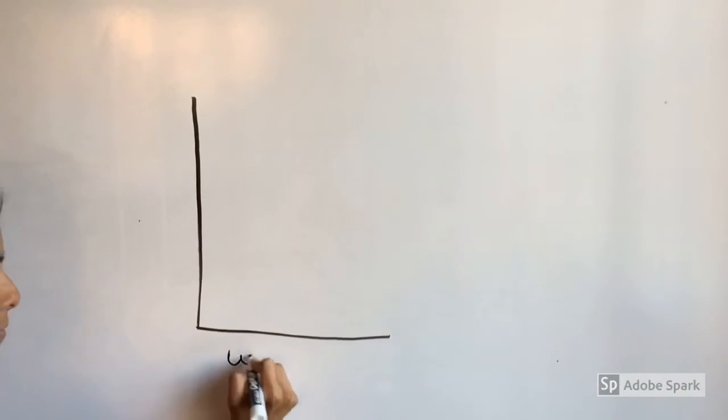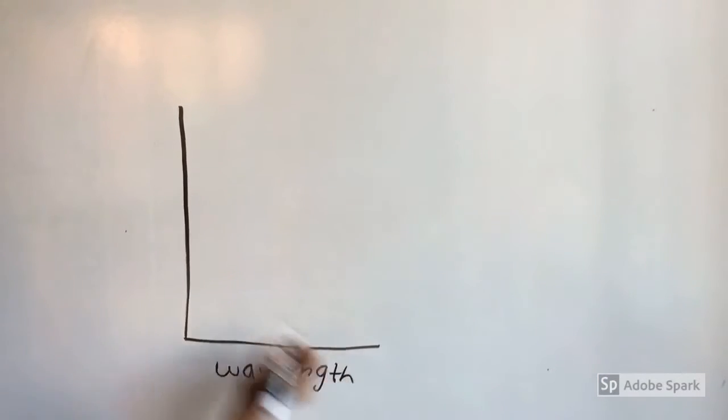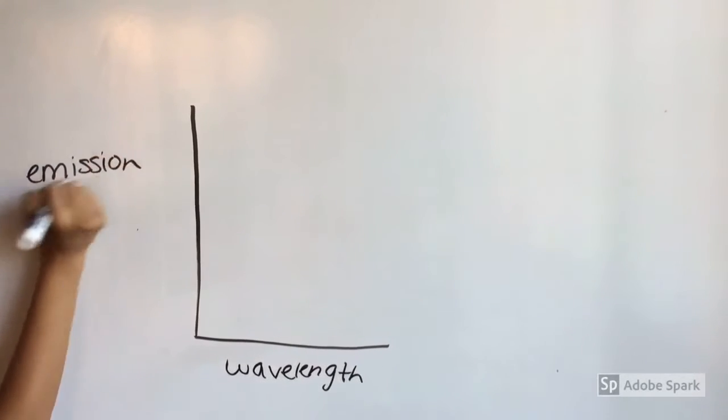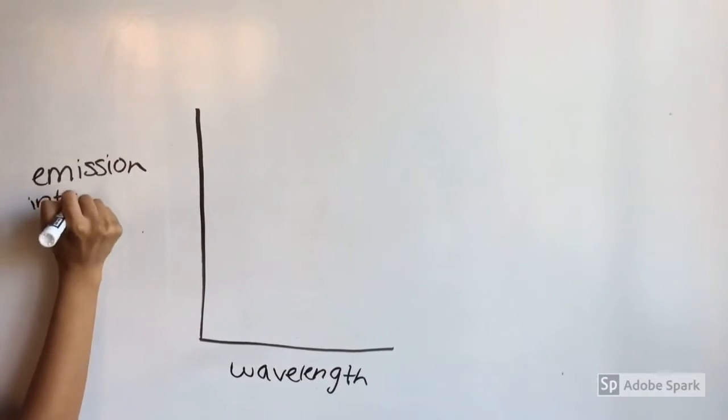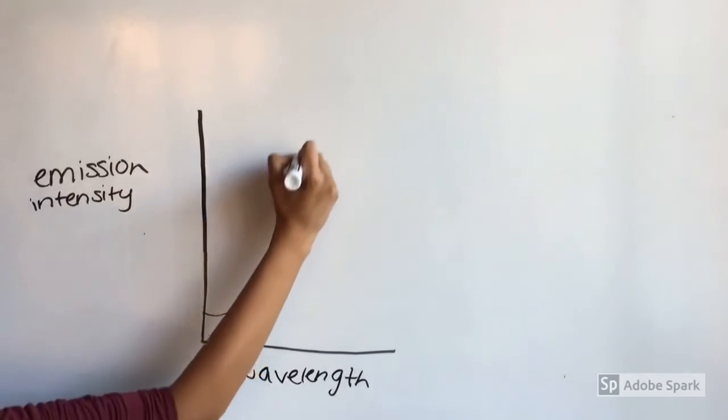Emission spectroscopy is a method of measuring light-matter interactions. An emission spectrum is the plot of emission intensity versus wavelength. Wavelength is the distance between two peaks on a wave. Emission intensity is a proportion of the number of photons emitted at a wavelength.